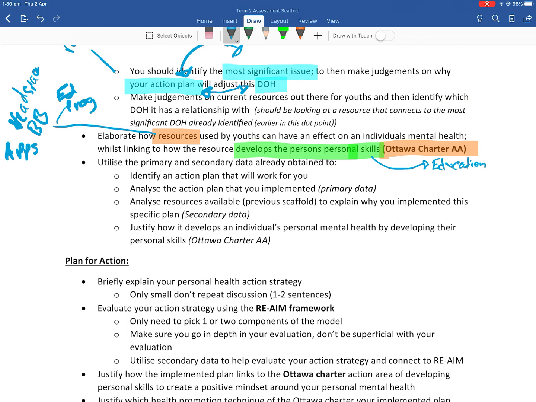Right, and then lastly in this section, you need to utilize the primary and secondary data that you've already obtained to identify the action plan that'll work for you. So tell me what action plan you've implemented. So this is about implementing.